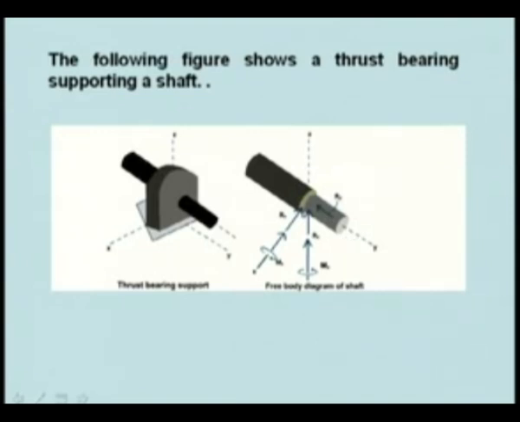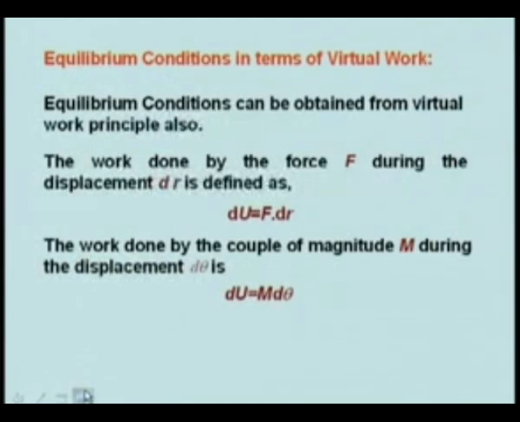Similarly, if I do not allow it to move in the y direction and have put some support, then there will be a reaction Ry also. At the same time it is not allowed to rotate about the x axis, therefore there is a reaction moment Mx. It is not allowed to rotate about the z axis, therefore there is a reaction moment Mz. But it is allowed to rotate about y, therefore there is no reaction moment in that direction. So, this is a thrust bearing support, and this is the free body diagram of the shaft.